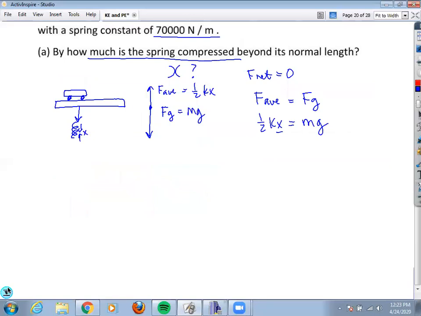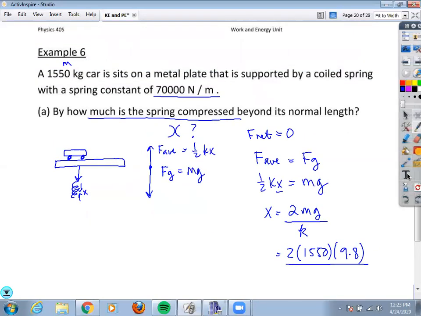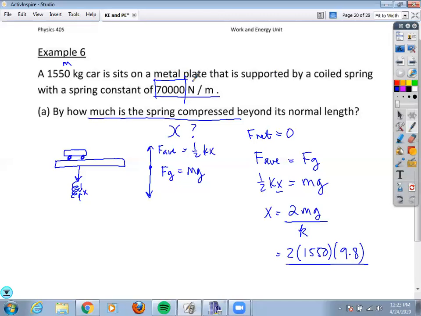You can try and pause the video right now and solve it on your own. Okay, and we'll go through it then. So I'm going to isolate x, so I'm going to multiply by 2 and divide by k. So x would equal 2mg divided by k. So 2 times 1550 times 9.8, g again on Earth is 9.8, divided by the k, and I believe the k was 70,000.